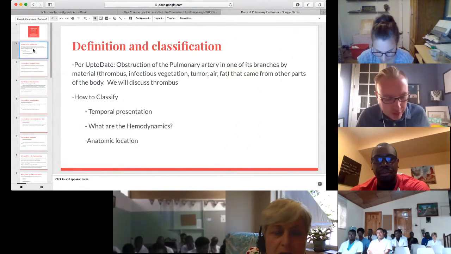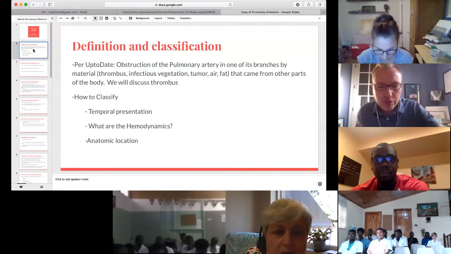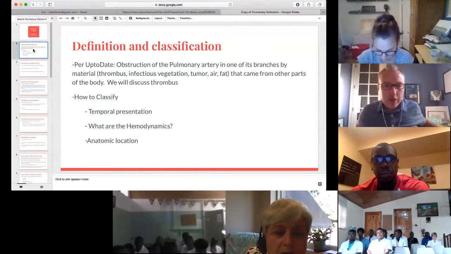And the other part of the definition is that it originates from another part of the body and travels to the lungs.